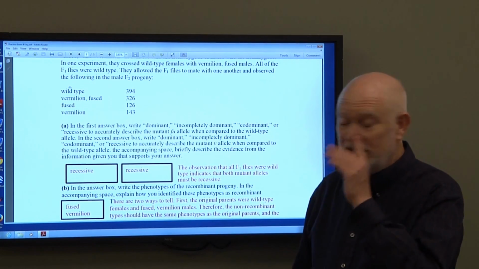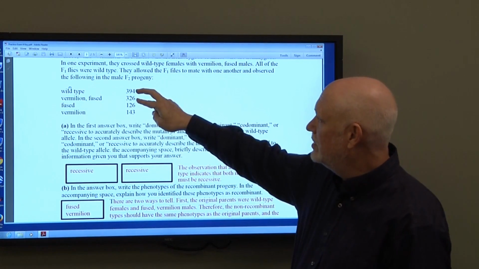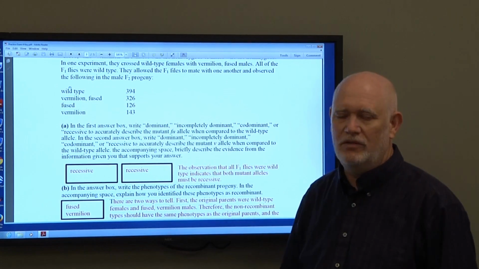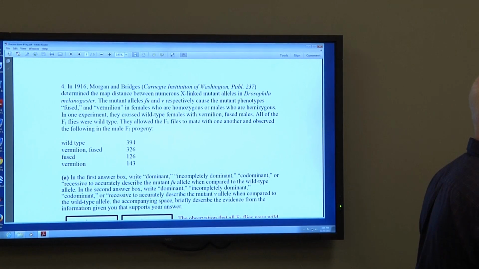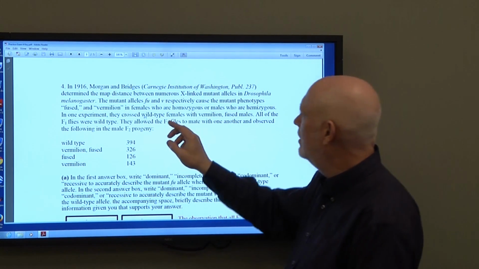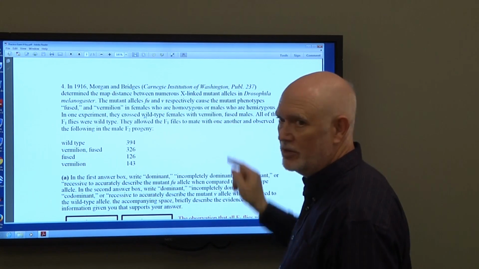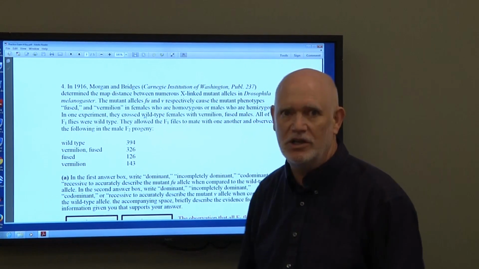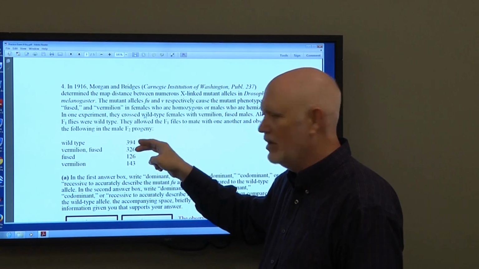Now there are two ways that you can tell that. In fact, I ask you to tell me what those ways are. One is you look for the phenotypes that are the same as the original parents. That would be wild type and vermilion fused, because if you go up here, it tells you that in one experiment they crossed wild type females with vermilion fused males. Those are the two original parents. Therefore, those must be the non-recombinant types that you'll see in the progeny. And sure enough, the phenotypes that are the same as those of the original parents are the non-recombinant ones.